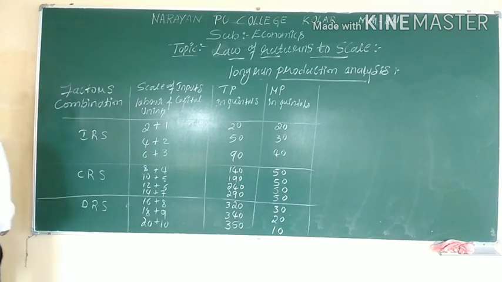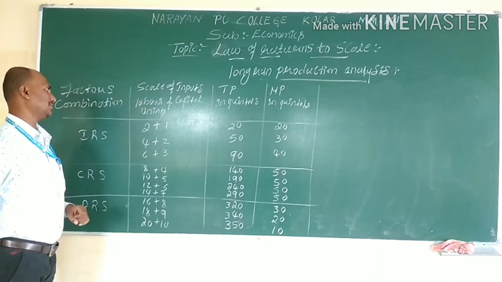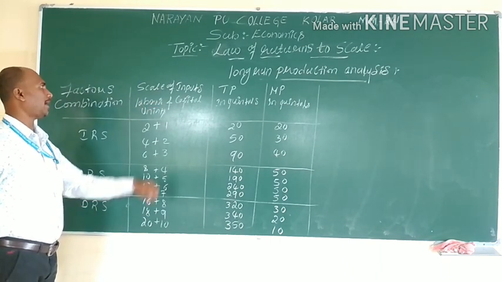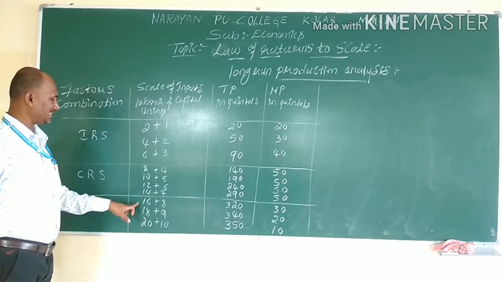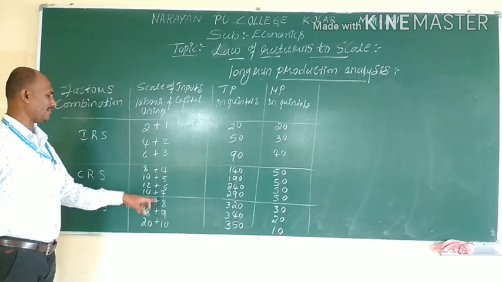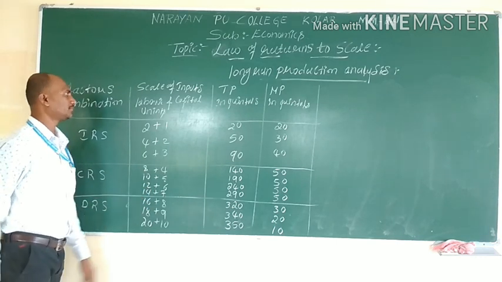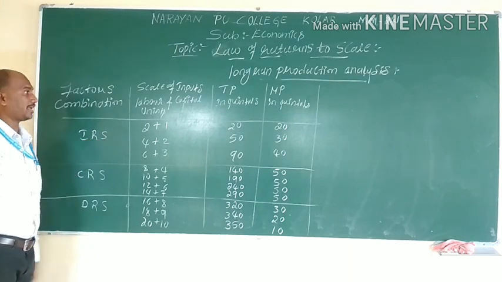Yes, so let's see a few points of this table. Column 1, factors combination. IRS, CRS, DRS, you know the long form. Scale of inputs used in the production. Inputs are labor and capital: labor 2, 4, 6, 8, 10, 12, 14, 16, 18, 20; capital 1, 2, 3, 4, 5, 6, 7, 8, 9, and 10. The first stage, IRS, increasing returns to scale.